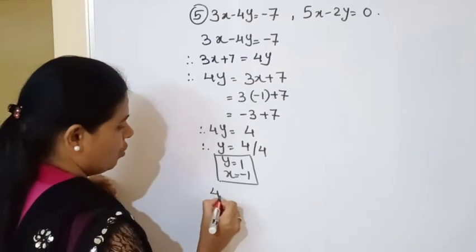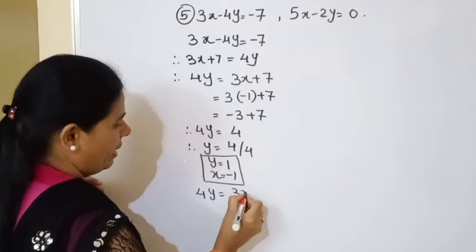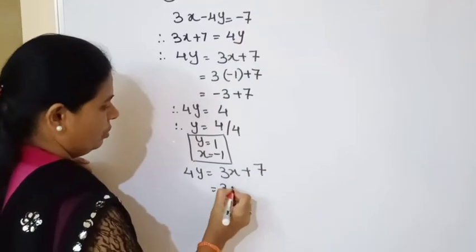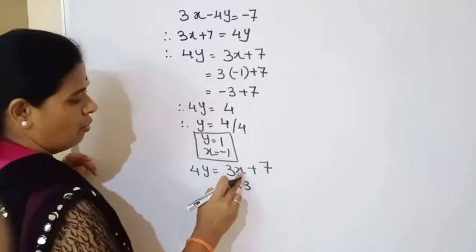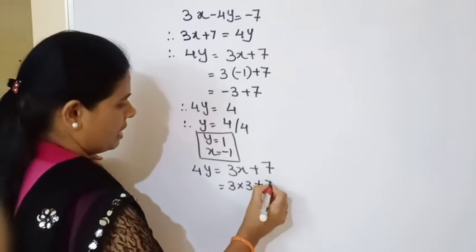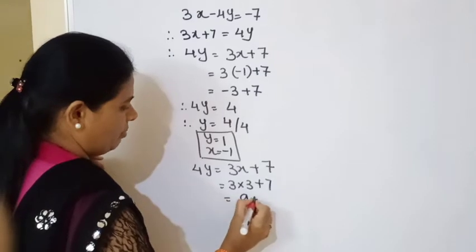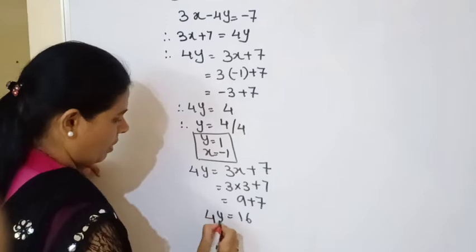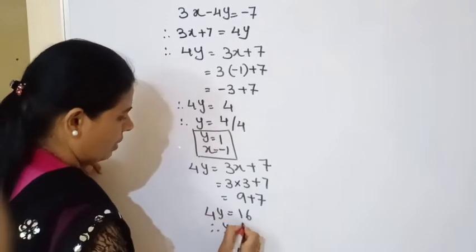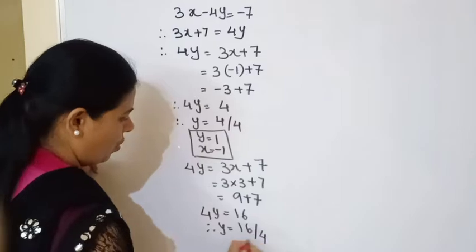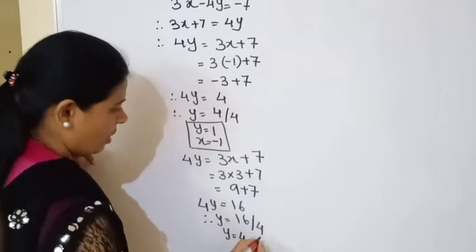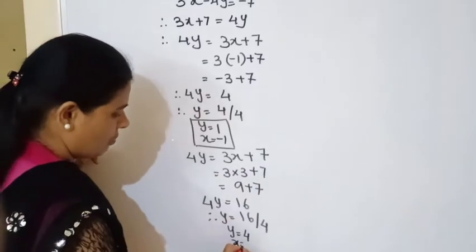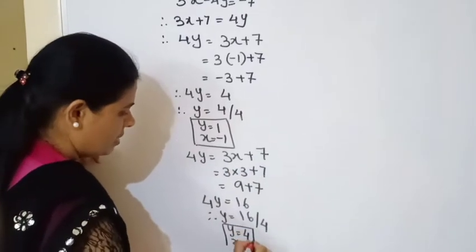Okay. Now this is the first point. Second point, that is 4y equal to 3x plus 7. Okay. Now I will take 3 into 3. I will substitute the value of x, that is 3 plus 7. 3 3s are 9 plus 7, that is equal to 16. So 4y equal to 16. Therefore y equal to 16/4. So y equal to 4. And the value of x, what I have taken, that is the 3. So x equal to 3. This is our second point.